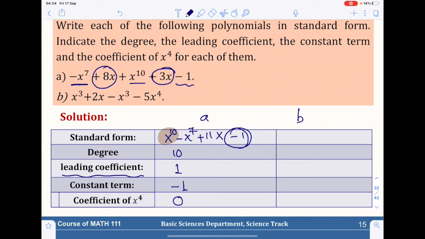For B, as you can see, we have here x to the power 3, and here -x to the power 3. And also we have power 4. So first we're going to start with the terms with x to the power 4, so -5x to the power 4. Then we're going to combine these two. So x to the power 3 minus x to the power 3 is 0, so this would be cancelled. Then we will write plus 2x.